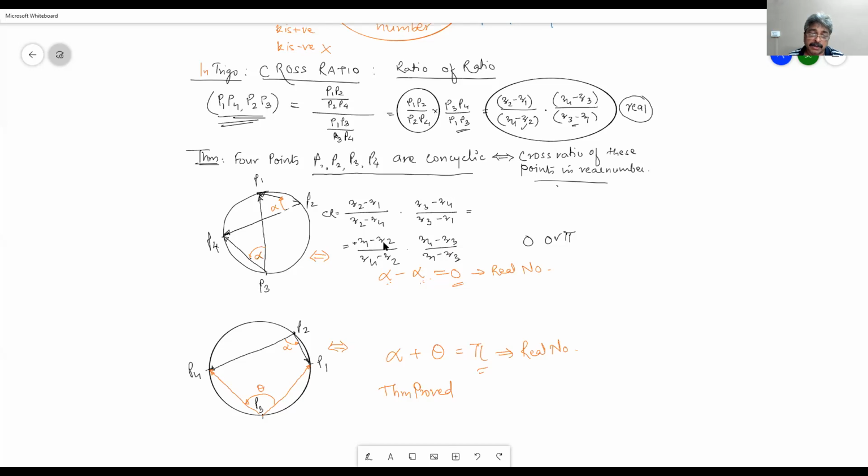P2 P4 becomes P2 P1. Look, P2 P4 becomes P2 P1, alpha, in clockwise direction. Then P3 P1 becomes P3 P4. P3 P1 becomes P3 P4, anti-clockwise alpha. Because these 4 points are concyclic, alpha is going to be alpha. Numerical values are same, directions are different, therefore they add up to 0. And if argument is 0 or pi, then it is a real number.